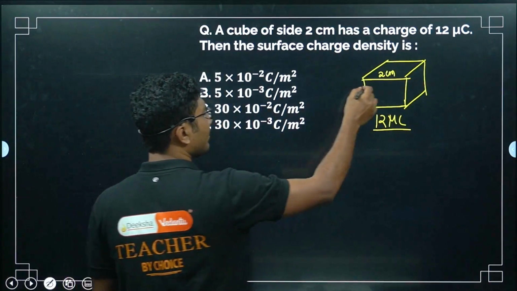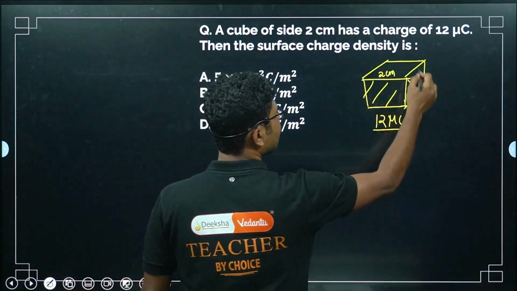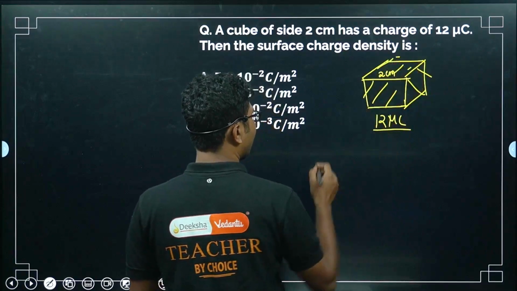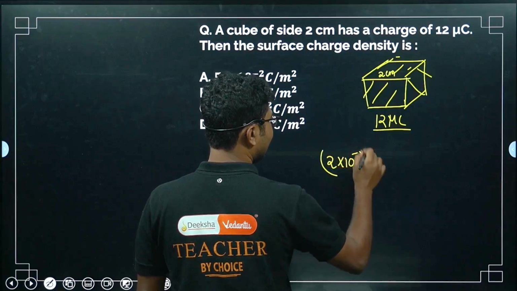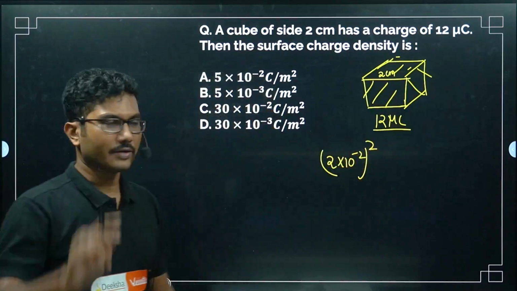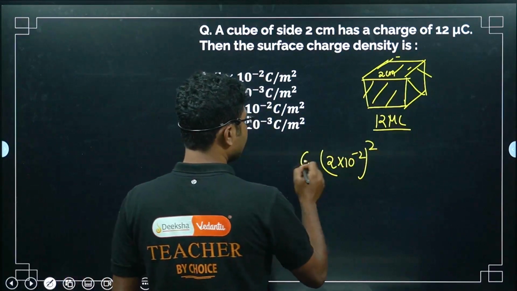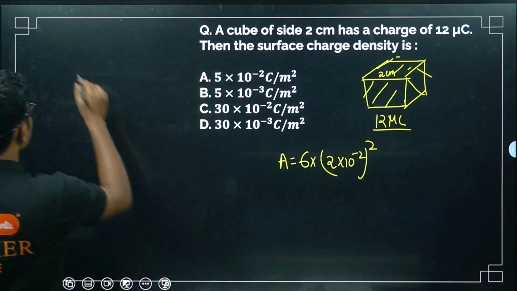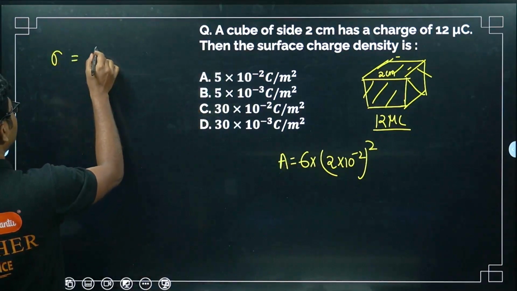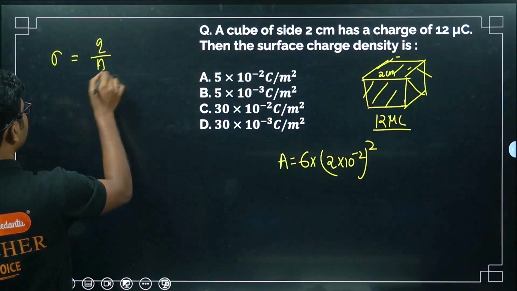We know that for a cube, how many surfaces are there? There are 6 surfaces, right? Each of them has surface area A square. That is the area of one surface. Now how many surfaces are there? 6, right? This is the total surface area. So we know that the surface charge density is basically charge divided by the total surface area.